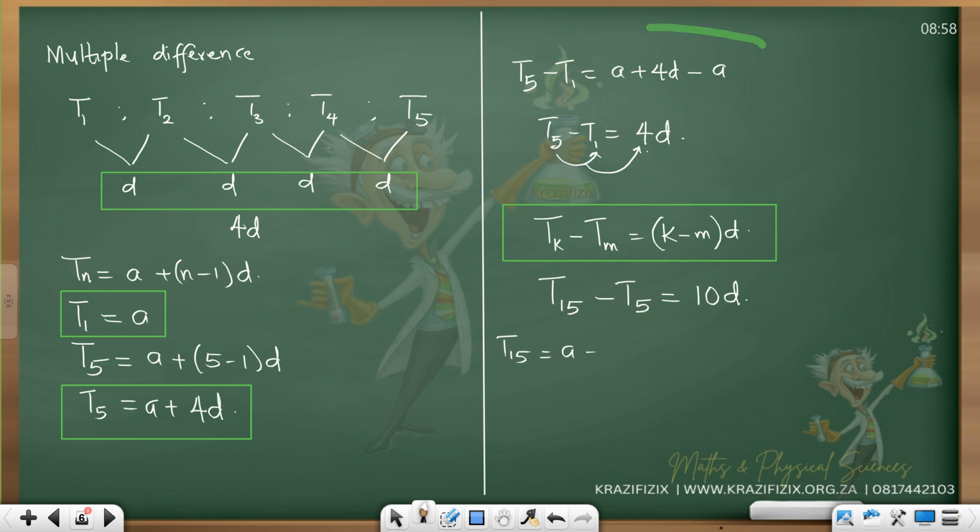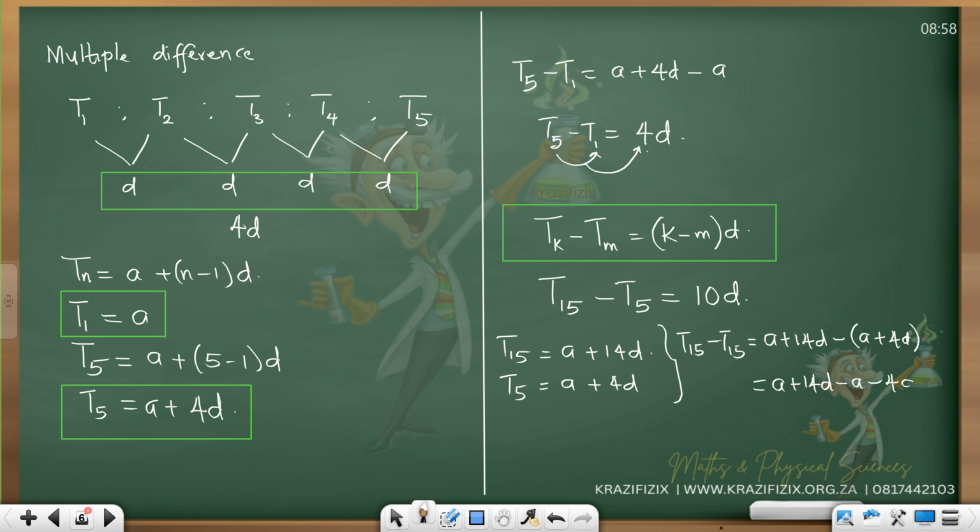Let me do something for you to see. What is T15 naturally? It is a plus 14d. What is T5? It is a plus 4d. I'm sure you know that, right? Now, what is T15 minus T5 if we expand it? A plus 14d minus a plus 4d. Let's open the bracket: a plus 14d minus a minus 4d. Do you notice the a and the minus a would go? 14 minus 4, 10d. There are 10 differences between the 15th and the 5th term.